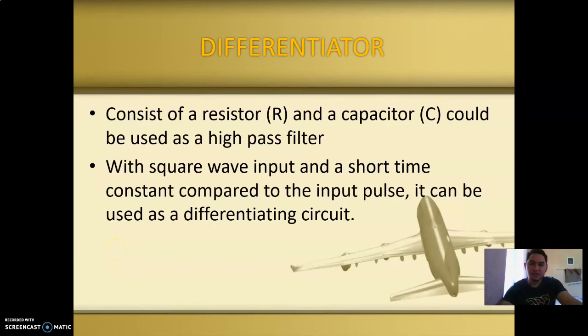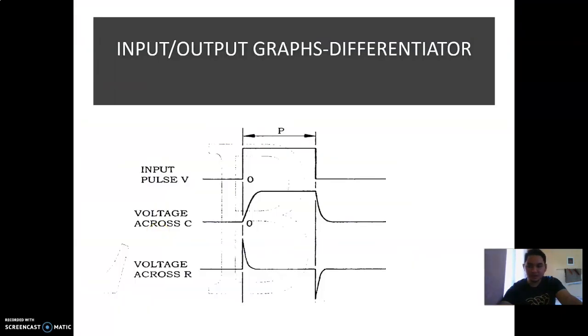So I'm going to explain about the differentiator. Basically, a differentiator consists of a resistor and a capacitor, and could be used as a high pass filter. With a square wave input and a short time constant compared to the input pulse, it can be used as a differentiating circuit. So this is an example of the input and output graph of a differentiator. Input pulse V: the time that the pulse width is positive must be equal to the time that the pulse width is negative, or 0.